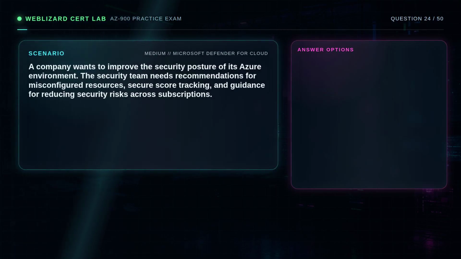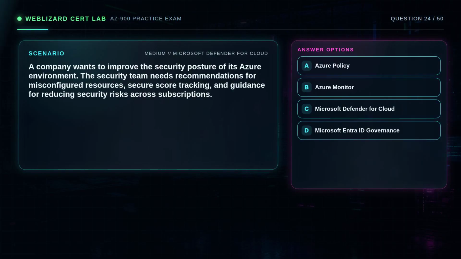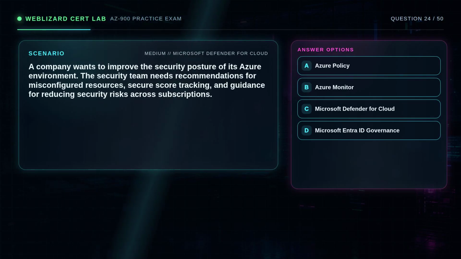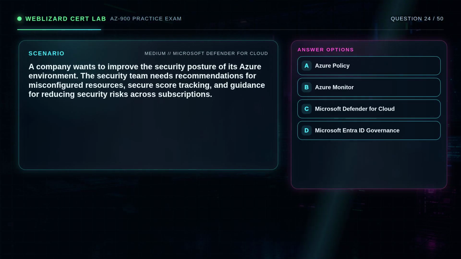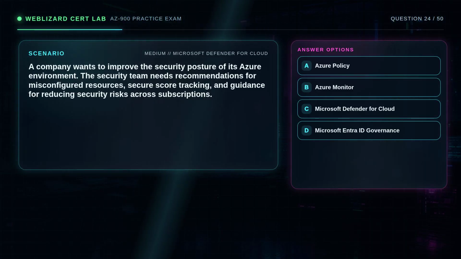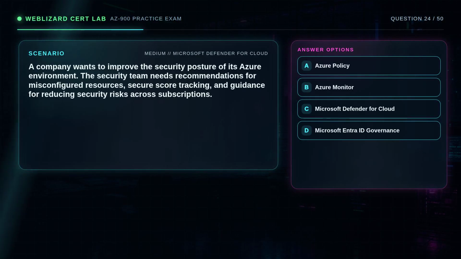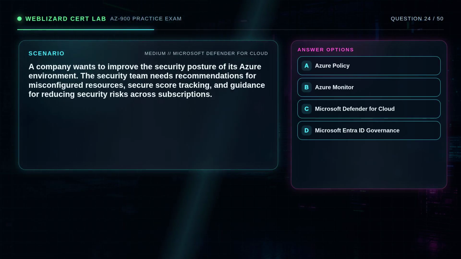Question 24. A company wants to improve the security posture of its Azure environment. The security team needs recommendations for misconfigured resources, secure score tracking, and guidance for reducing security risks across subscriptions. A. Azure Policy. B. Azure Monitor. C. Microsoft Defender for Cloud. D. Microsoft Entra ID Governance.